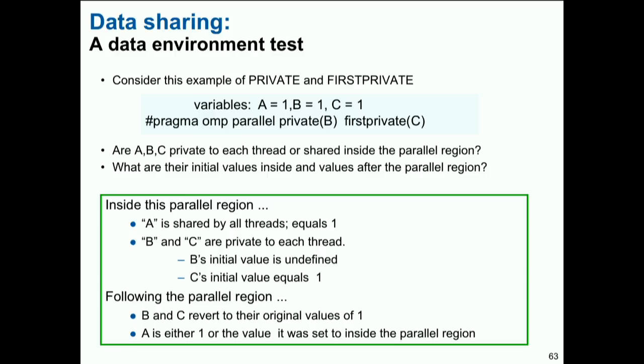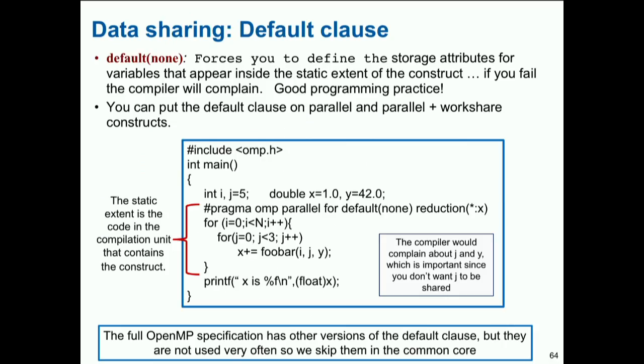At the exit, B and C will revert back to the original values, 1 and 1. And A, if I updated A inside the region, it will get reflected. So it will affect the shared variable. I don't know because there's no code here. Here's an example. But okay, this is an important thing to know.